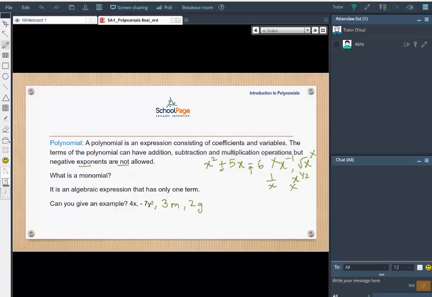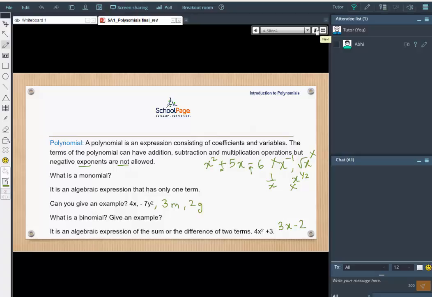Can you tell me what's a binomial now? Binomial. It has two terms, and an example is 3x minus 2. Okay, good. When the algebraic expression has two terms and they are separated by a plus or a minus sign, then it is called a binomial. Now that you have understood what's a monomial and binomial, can you tell me what's a trinomial?